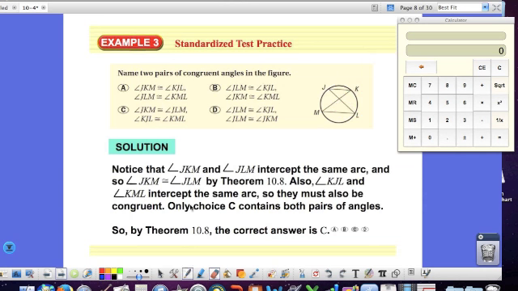Yes, I know you can see the answer below, but I'm going through how we do this. JKM intercepts that arc. JLM, so these intercept the same arc. Let's see if the other pair intercepts the same arc. KJL intercepts arc KL, and KML intercepts the same arc KL. So it is C.